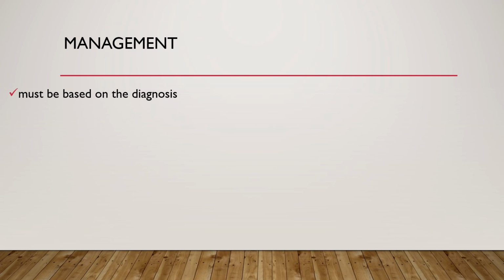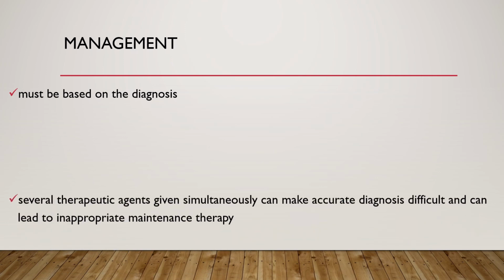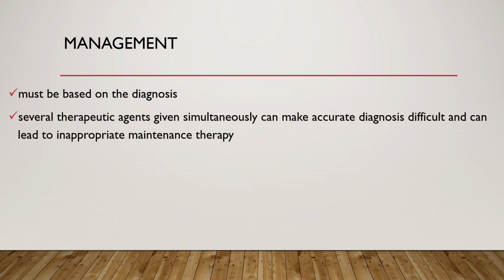When we talk about management of anemia, since anemia is not a specific disease, rather it is a sign of some underlying abnormality, first we should diagnose the cause. So management of anemia is based on the diagnosis of the underlying cause. Several therapeutic agents given simultaneously can make accurate diagnosis difficult, and it can lead to inappropriate maintenance therapy. So we should not treat anemia without diagnosing the underlying cause, because it affects our investigation and our therapeutic agents, and also it is difficult to know the appropriate maintenance therapy.